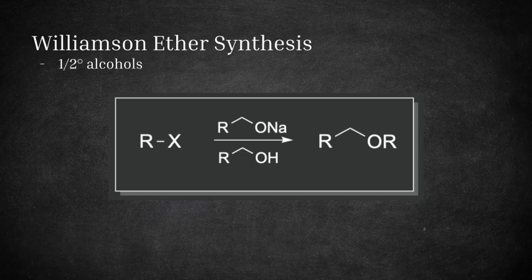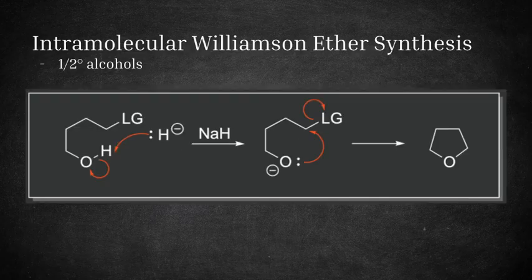Because this is an SN2 reaction, it works best for primary and methyl alkyl halides. Secondary and tertiary alkyl halides will often give E2 elimination products due to the strong basicity of alkoxides. Intramolecular Williamson ether reactions are also possible.